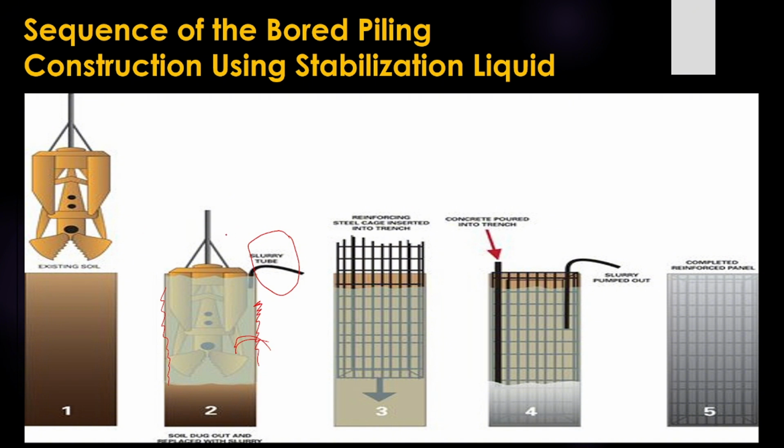The third step is the reinforcing steel cage. This is the reinforced steel cage. The steel cage is carefully placed into the trench. And then finally, the fourth step is that concrete is poured into the borehole. As you can see here, using a funnel system, the concrete is placed into the borehole, ensuring a strong pile foundation.